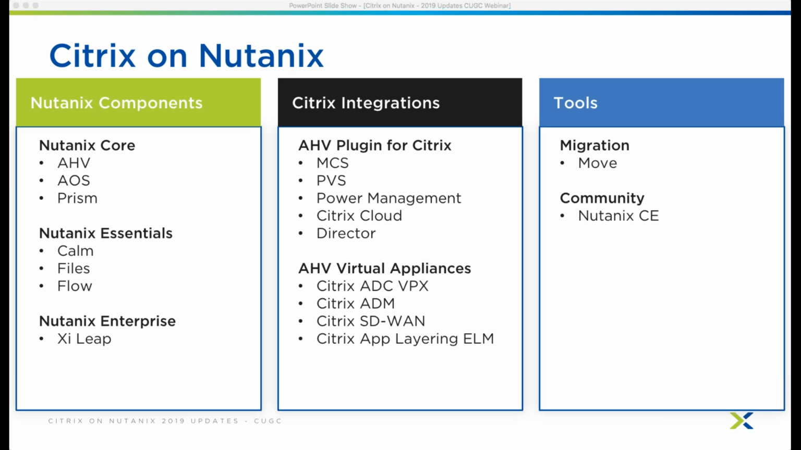And then we have Flow, which is our microsegmentation network security piece for securing the communication between VMs and categorizing them, etc. And I'll have a link later on about reference architecture for using Flow with Citrix at the end. And then we talked about DR. So in 5.10, we announced Xi Leap and Leap. That's going to be our DR orchestration and some things that you can do for DR. So I have a section on that I'll talk about.